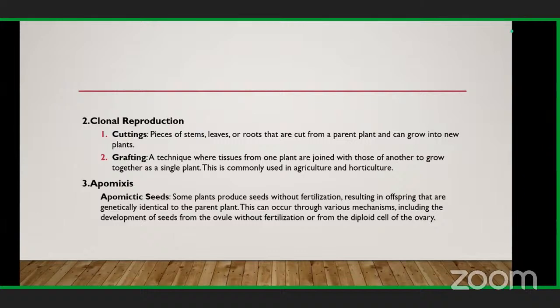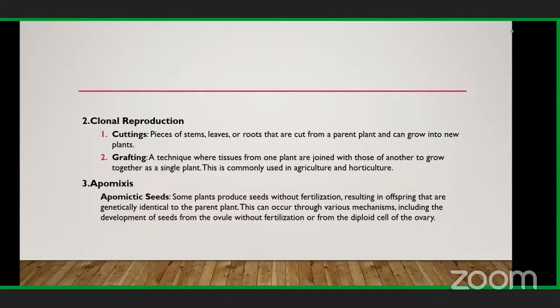Next is grafting. This is a technique where tissue from one plant is joined with that of another to grow together as a single plant. This is commonly used in agriculture and horticulture. So what is grafting? Suppose there are two plants, plant A and plant B. Suppose plant A's fruit is very sweet, and plant B is a long-lived plant. Okay. So what will we do? We will take one part from plant A and one part from plant B. So we will join them together.